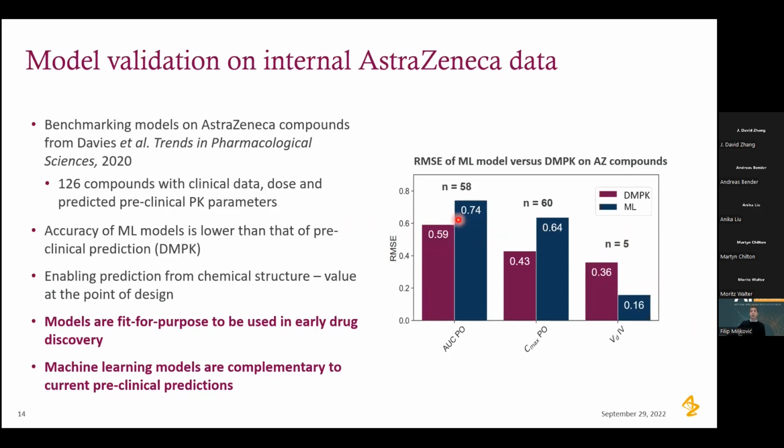So we can fairly say that, based on these results, the machine learning models are fit for purpose to be used in early drug discovery. And at best, they are also complementary to the current preclinical predictions. So both of these modeling techniques can be used together. For example, use machine learning models to pick the right compounds with the right profile, and then later that would be reconciled by the DMPK observations.